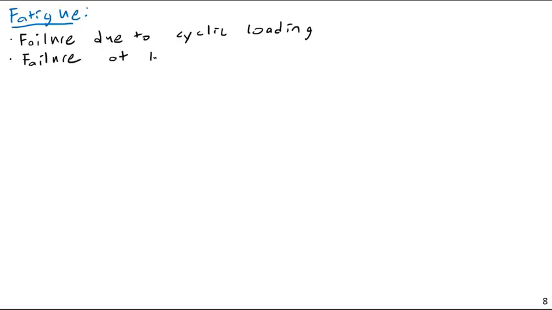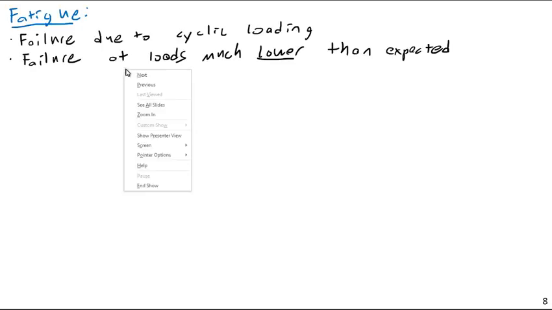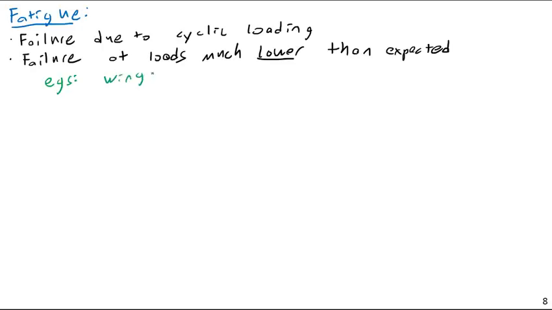Failure at loads much lower than expected. For example, where does this occur? Things like wings on planes. That's a critical one. That's caused the failure of several airliners. Wings. Engines. Even everyday objects like shoelaces and paperclips.